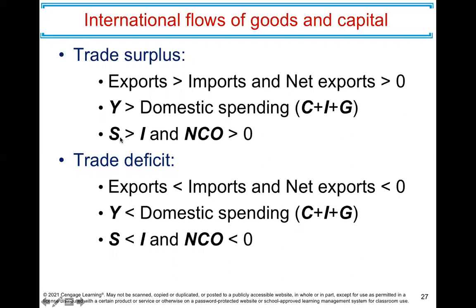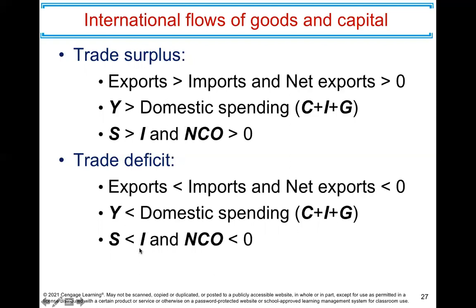If NCO is greater than 0, then saving is greater than investment. Now, the way that you can think about this is, if S is greater than I, that means that there must be some of the saving that's not going into I and going somewhere else, because saving is greater than I. Where is it going? Well, it must be going into NCO. That means that we must be taking some of our money and buying foreign assets with it.